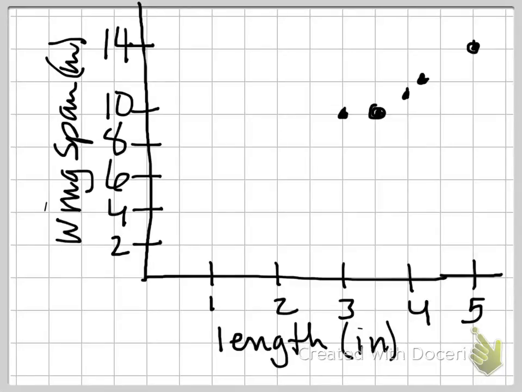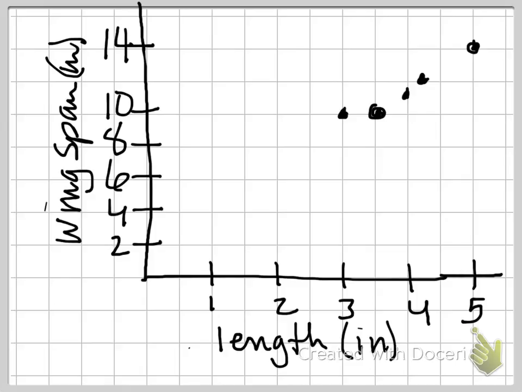All right, so we're going to talk a little bit about interpreting data here. And this is the graph that we created from the length of the bat and looking at the length of the bat wings. And remember, the idea of creating the graph was to see if you could predict the length of the bat's wingspan based on the length of the bat.